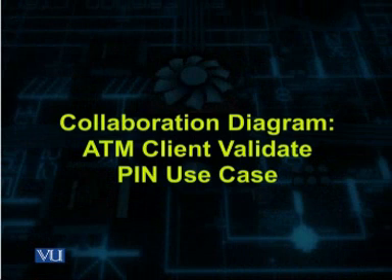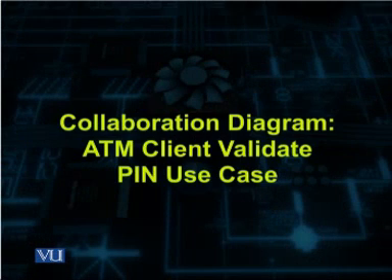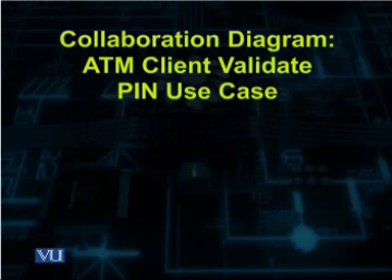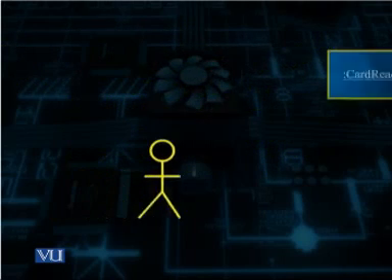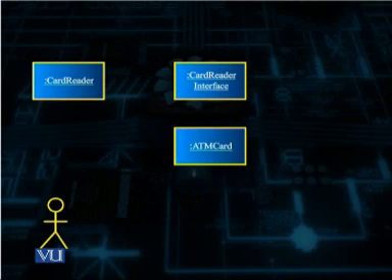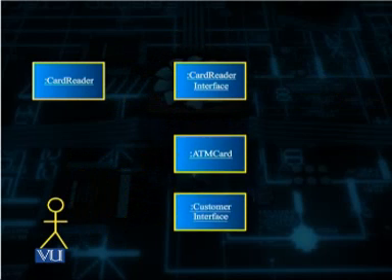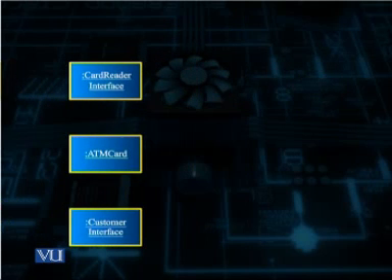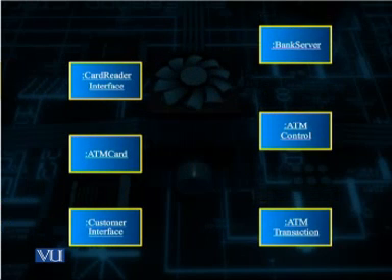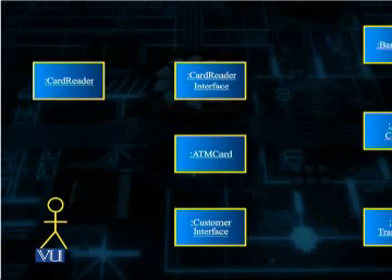So when we are talking about collaboration diagrams, remember that we talk about a society of objects communicating with each other. The purpose is to show the organization of elements in that society. You can see that there's a card reader object, and then there's a card reader interface object, and then there's an ATM card object, customer interface object, ATM transaction object, ATM control object, and the bank server object. For the use case, we also see that actor there, the stick figure, that's the UML notation for an actor.